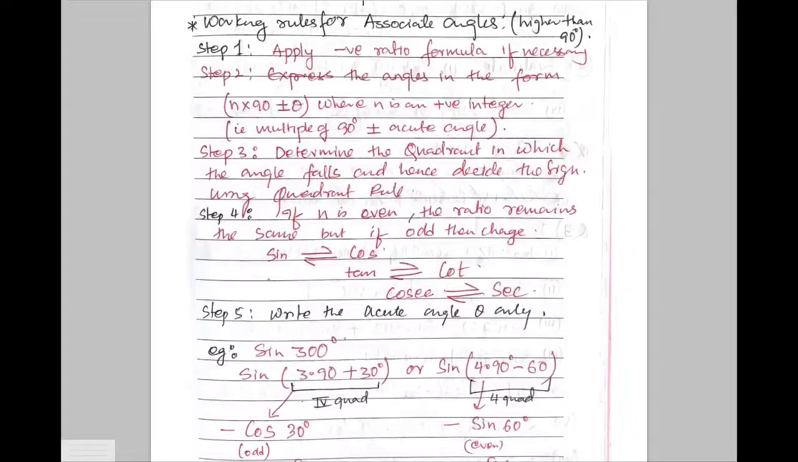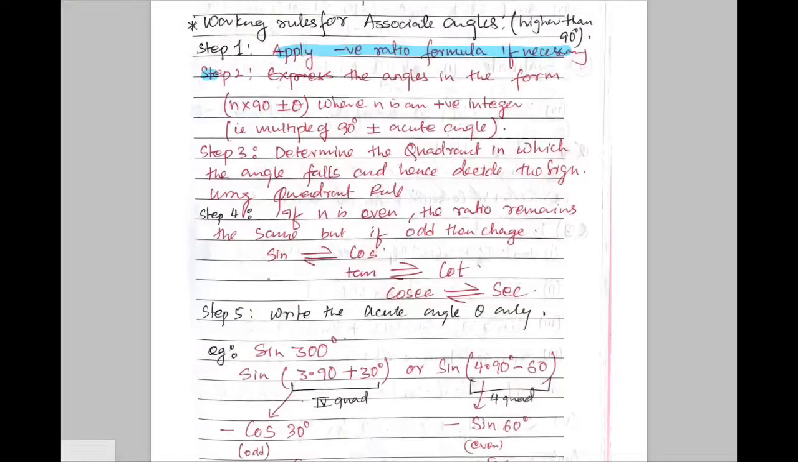Let's see the rule. Step 1 says apply negative ratio formula if necessary. So here I don't think it's necessary, so I don't have to apply it. Skip that rule. Step 2 says express this as a multiple of 90, that is, n into 90 plus or minus theta. So 300 degrees can be expressed like this.